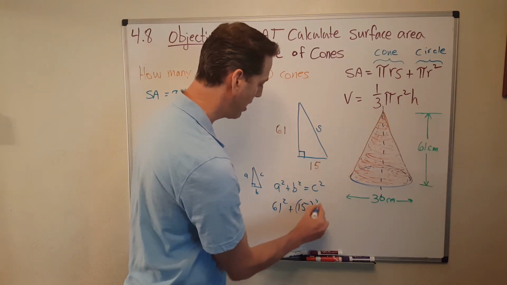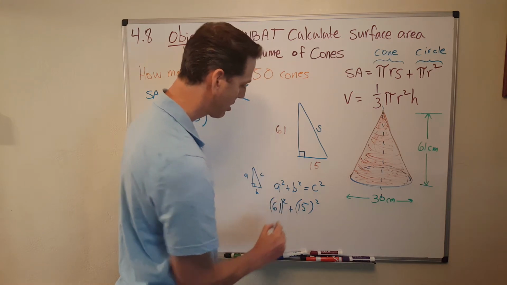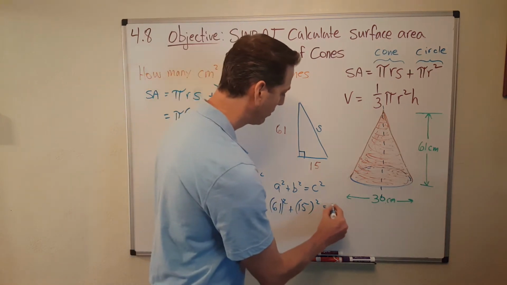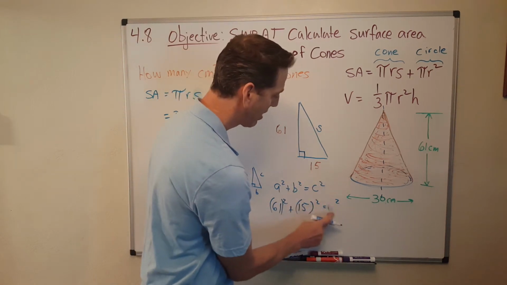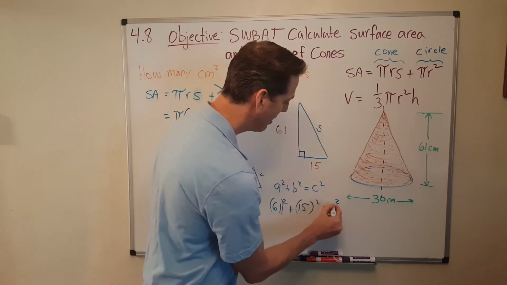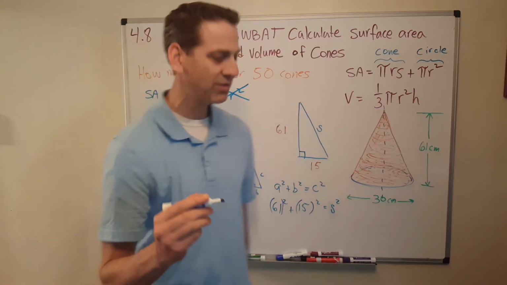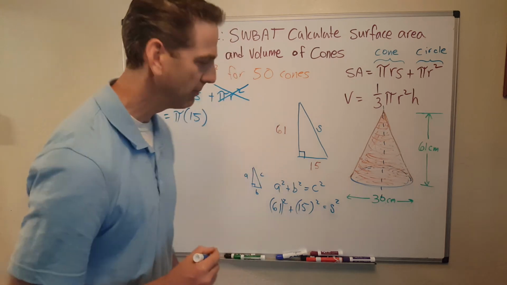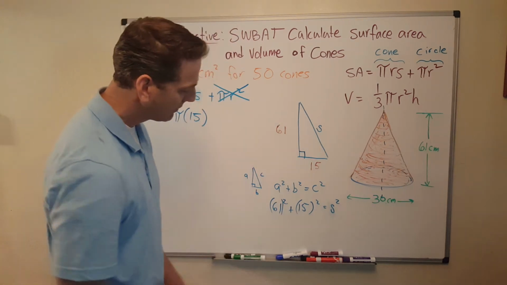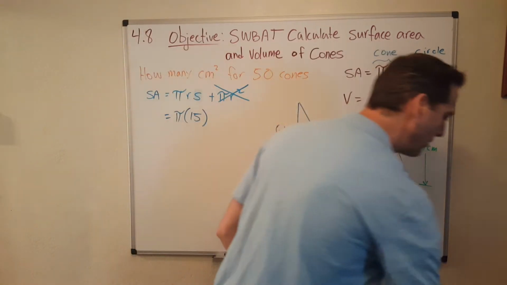I'm going to square that. Equals C squared. In this case it's S, isn't it? I don't like the letter S because it looks so much like a 5, but I'm just going to make it real curvy. Okay, so 61 squared. Okay, what is 61 squared?